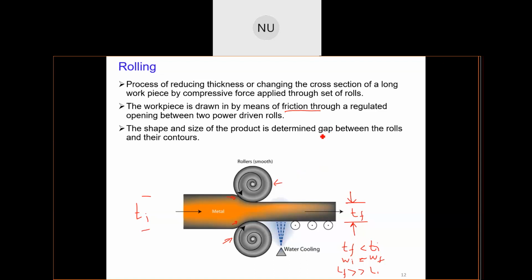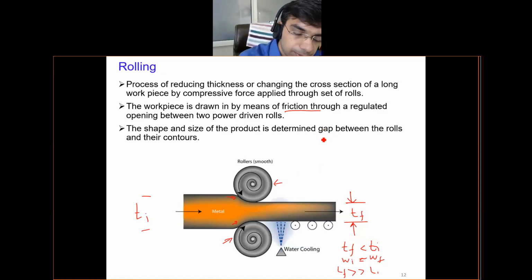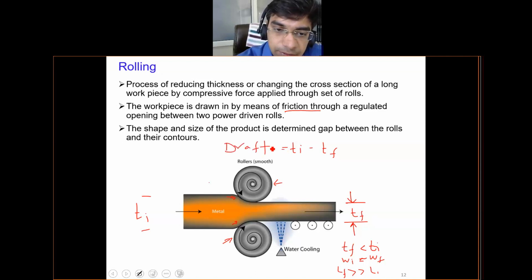Okay. So what is happening here is that the rolls are pulling in the metal by friction, and this friction also regulates the value of the reduction in thickness. This reduction in thickness is known as the draft. This is a technical term, draft. It is the change in thickness which happens because of the rolling process.